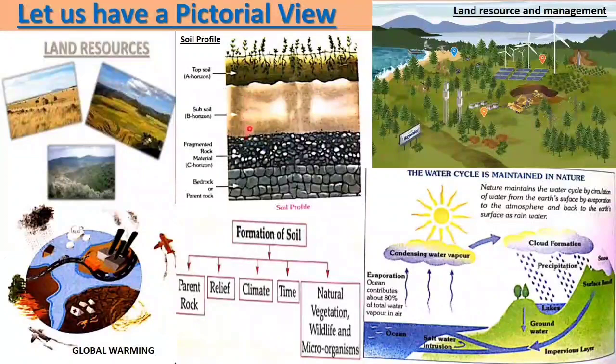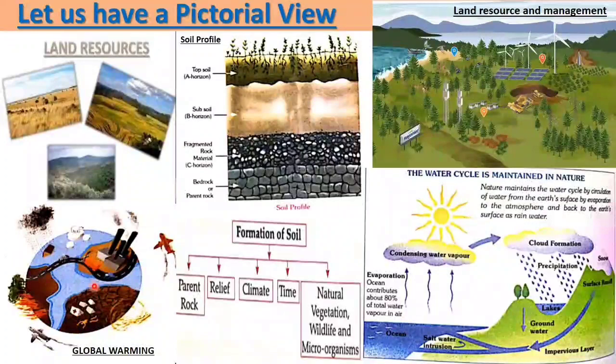This layered structure, which spreads from the bedrock to the topsoil, A horizon, is known as the soil profile. Next picture is of land resource and management, where land has been properly managed for agricultural and commercial purposes. Just below that is the water cycle, which is the important source of maintaining water on the earth's surface. It moves continuously and is the most precious form of life.